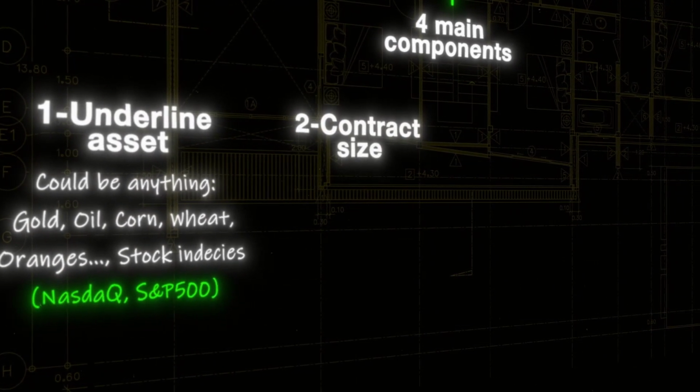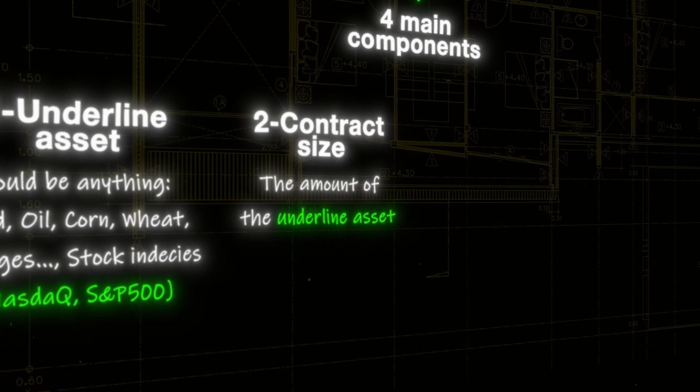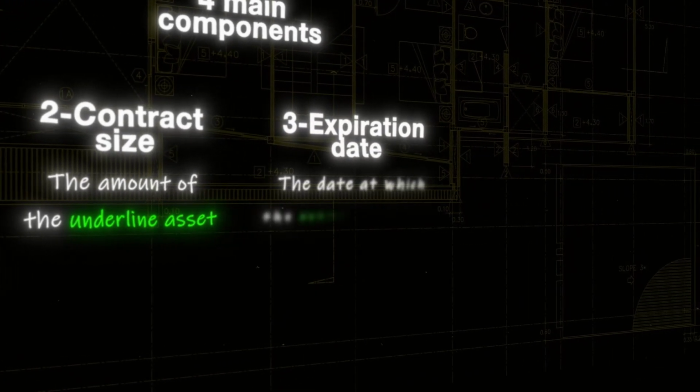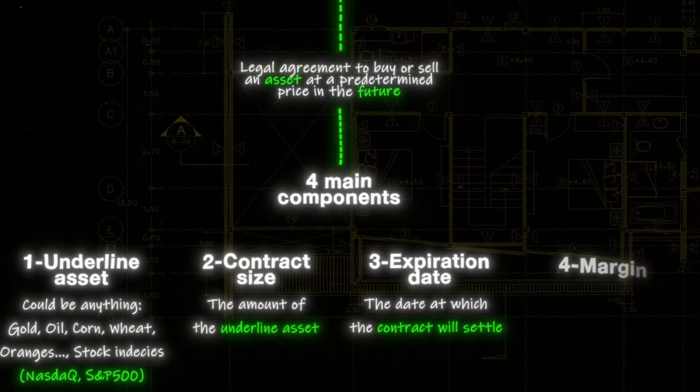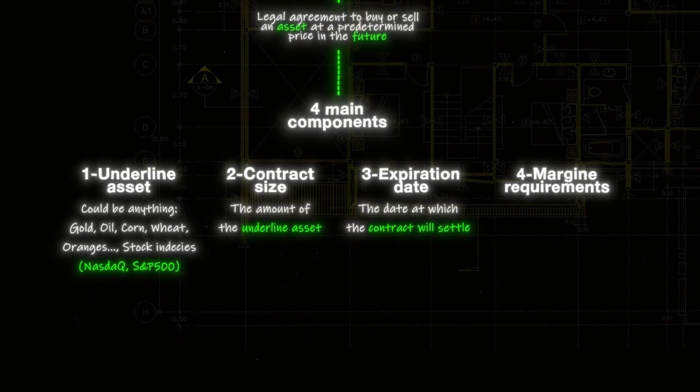The contract size, which specifies the amount of the underlying asset. The expiration date, which is the date at which the contract will settle. And the margin requirements. Futures are traded on margin, which means you only need to deposit a fraction of the actual contract value to trade that contract. But here is the biggest benefit and the craziest thing about futures. It is that futures are standardized. They are on a regulated exchange called the CME, the Chicago Mercantile Exchange, unlike Forex or CFDs, where your broker sets the bid-ask spread as well as the quotes.